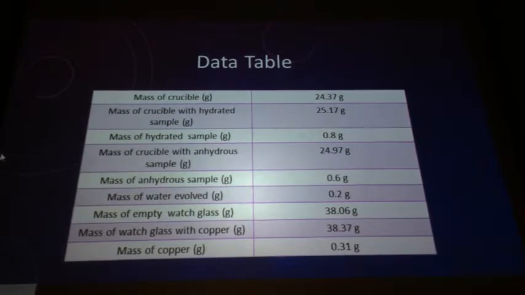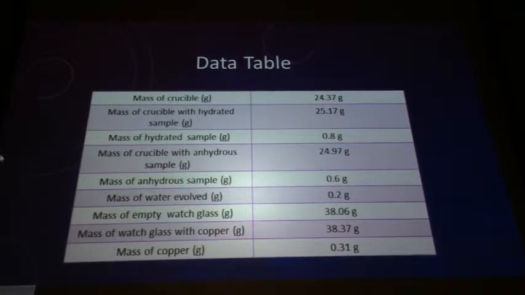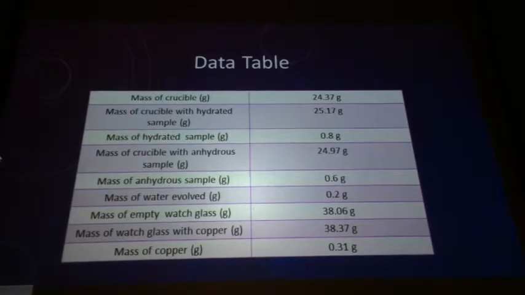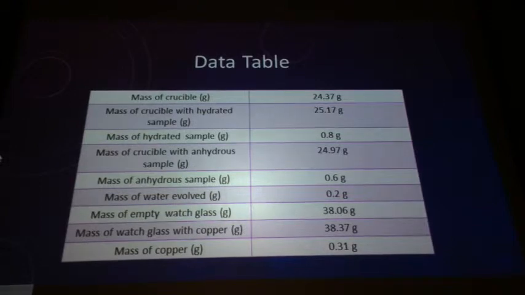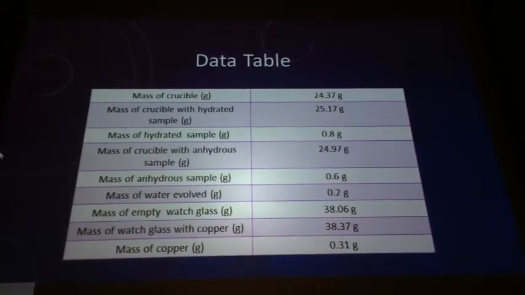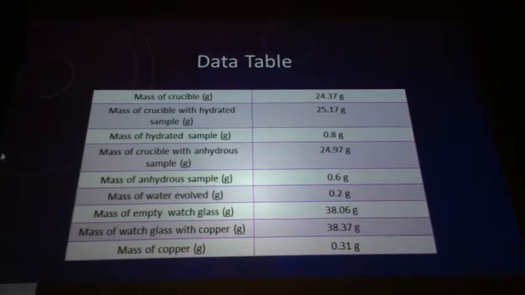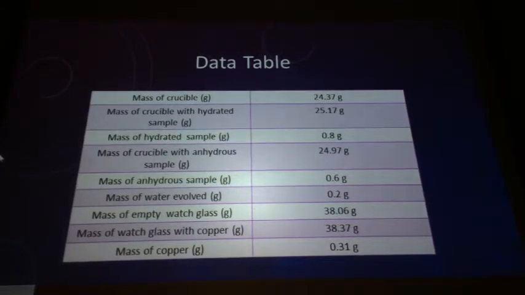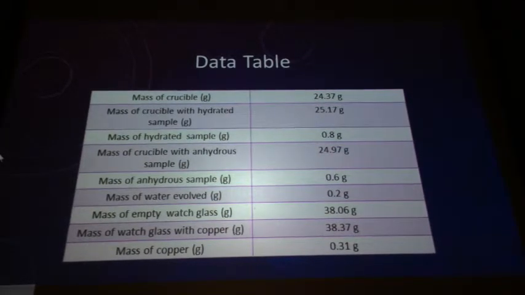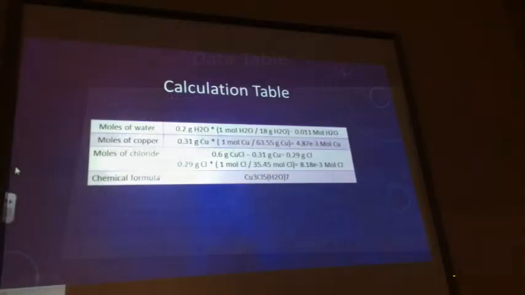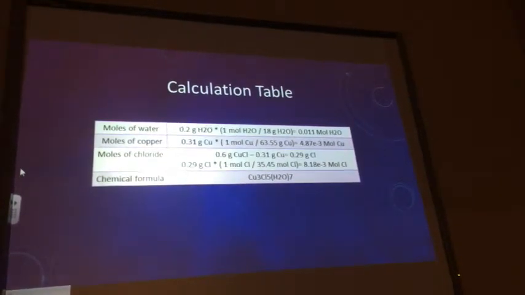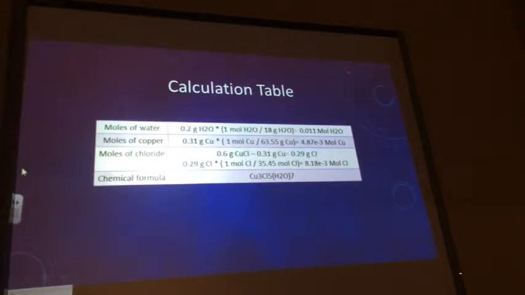Then, to measure the copper, we took the mass of the empty watch glass, which was 38.06 grams, and when we put the copper on it, the mass of the watch glass with copper was 38.37 grams. So that means that the mass of the copper was 0.31 grams. In this table, we are going to calculate the moles of water, the moles of copper, the moles of chloride, and the chemical formula of the compound.